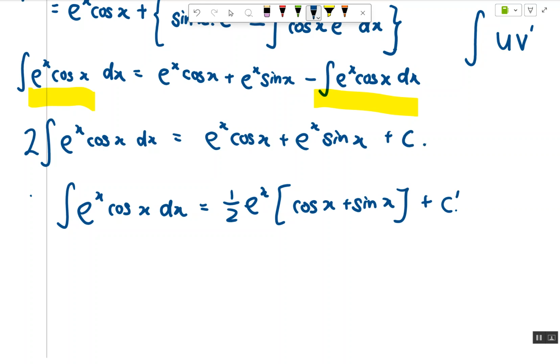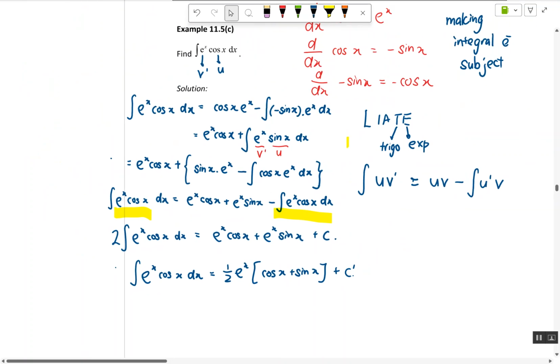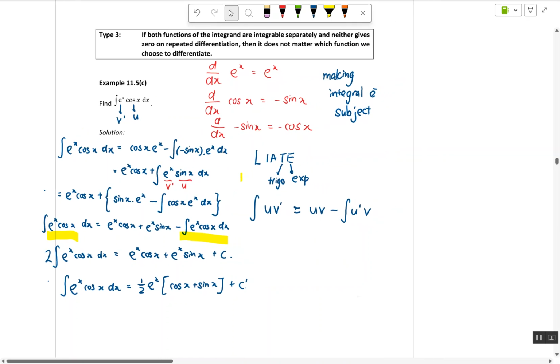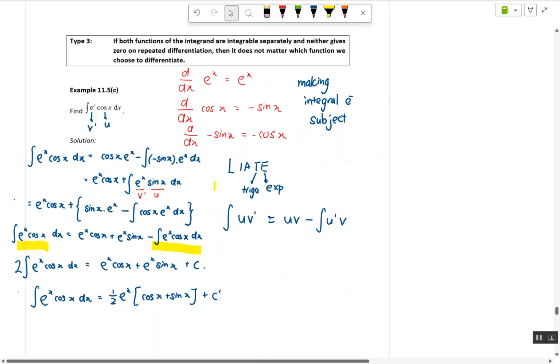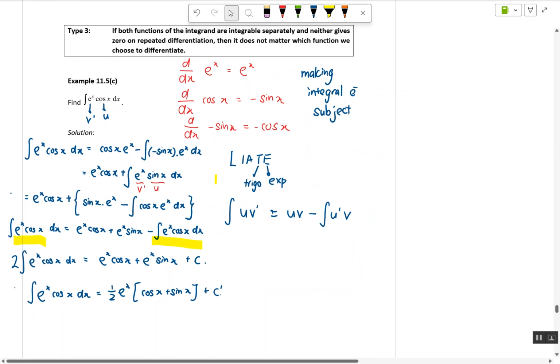This is how we do integration by parts of e to the power of some x, cosine x. The x could change, it could be e to the power of 2x, which could make it more complicated, but it doesn't matter. Usually in this kind of case, we have to apply integration by parts twice, and we make the integral the subject.